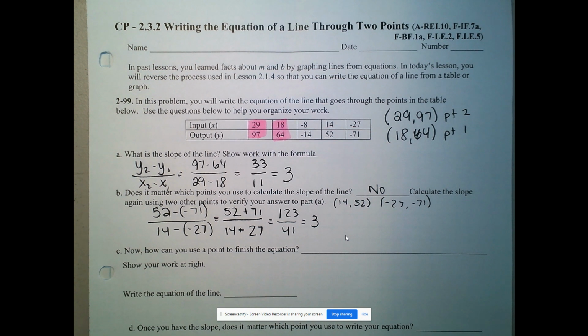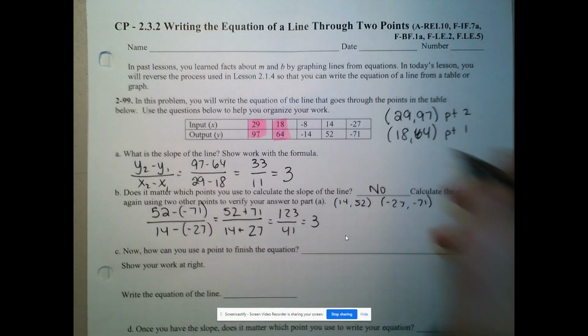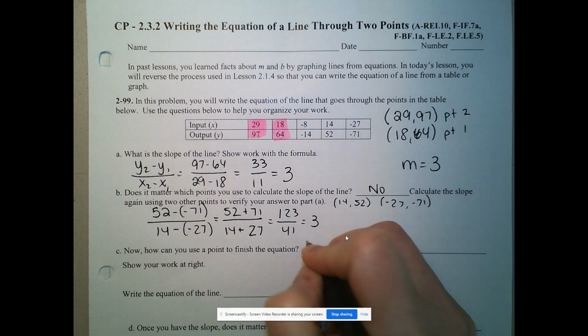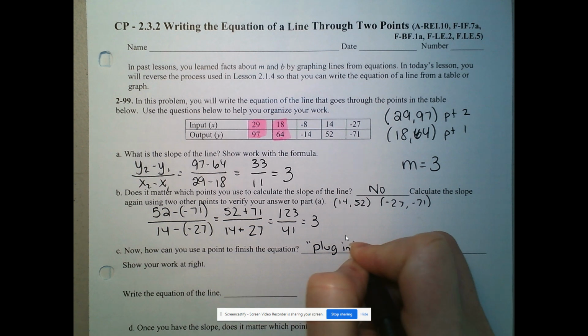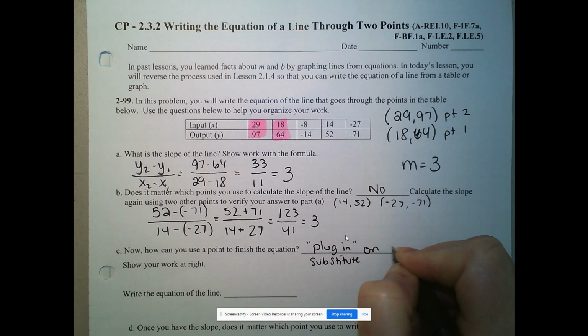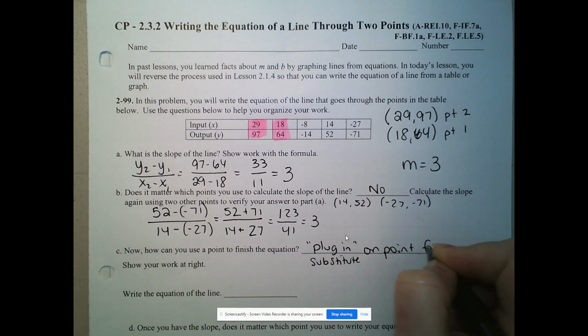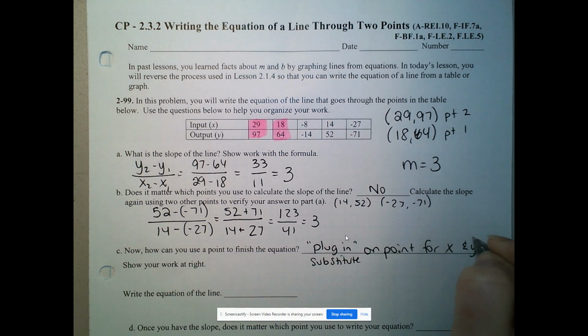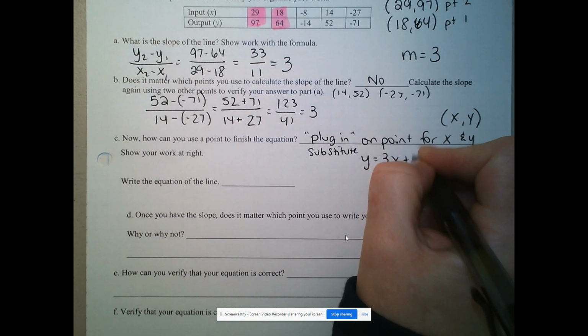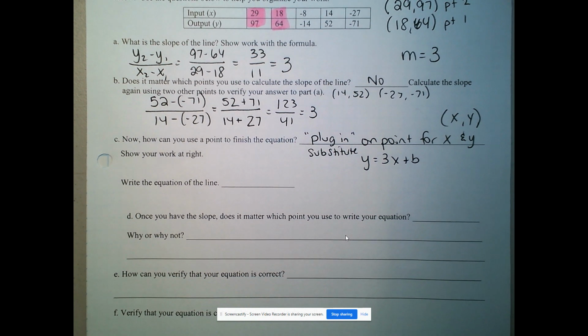Now, how can you use a point to finish the equation? So at this point, we know that m equals 3, but we don't know the intercept. We are going to plug in or substitute 1 point for x and y, because each one of those coordinates has an x and a y value in it. So we know that the slope is 3, so we know that it's y equals 3x plus b. I'm going to choose a coordinate where everything is positive. I'll just choose the first one, (29, 97).